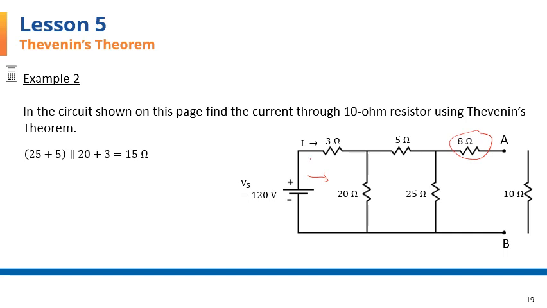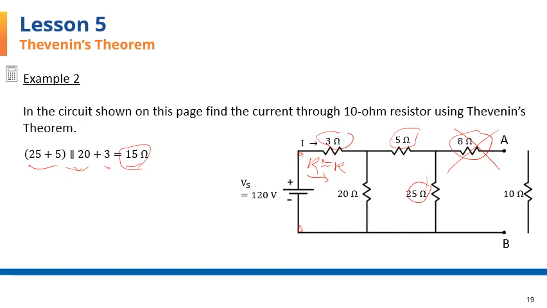To find this R, looking into the circuit from this port, we'll see that we first need to add 5 and 25 because they're in series. Remember, we ignored this. So 5 plus 25 is one leg of this parallel combination. The other leg is 20 ohm resistor. So we take the parallel combination of 25 plus 5 and 20. And once we have that, we'll put that in series with the 3 ohm resistor, which means we add 3 ohm to that, and we get 15 ohm for R.